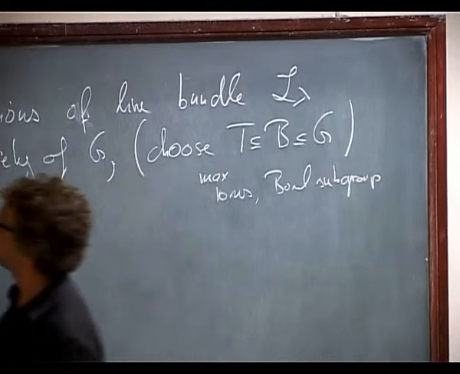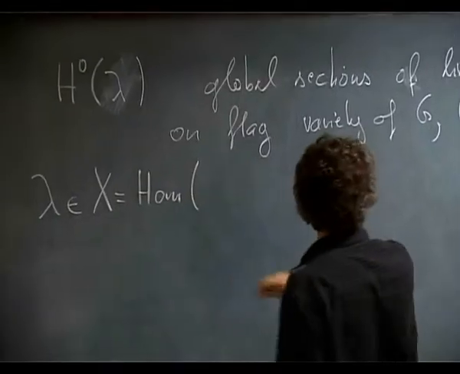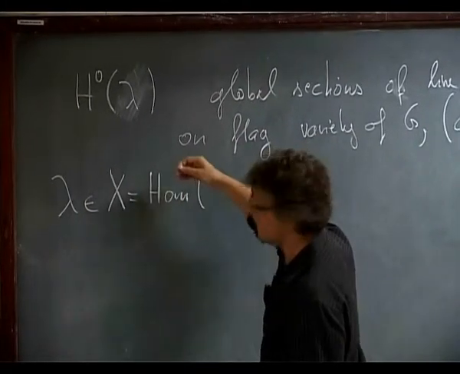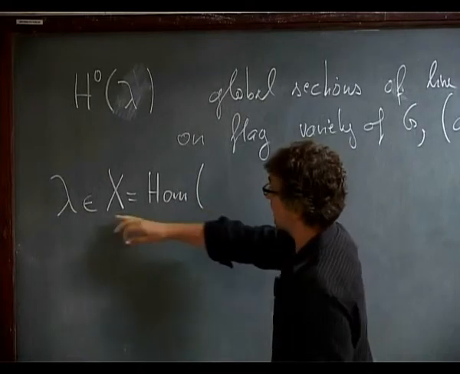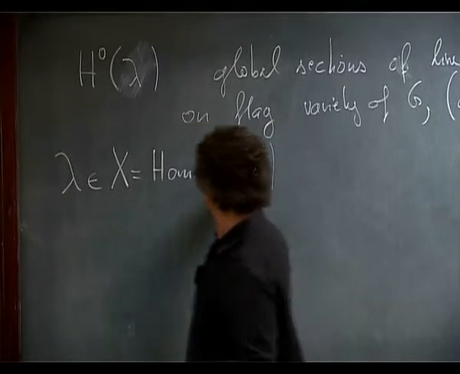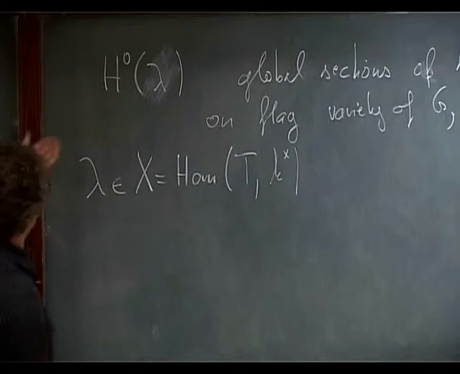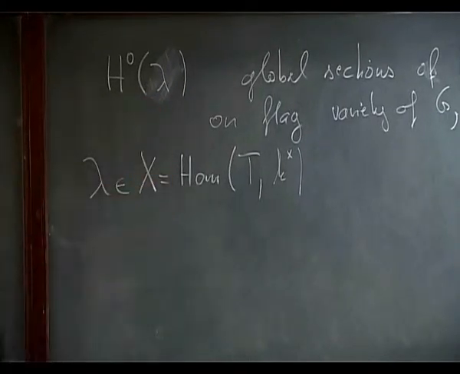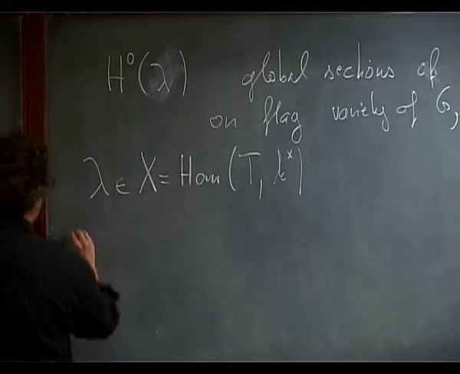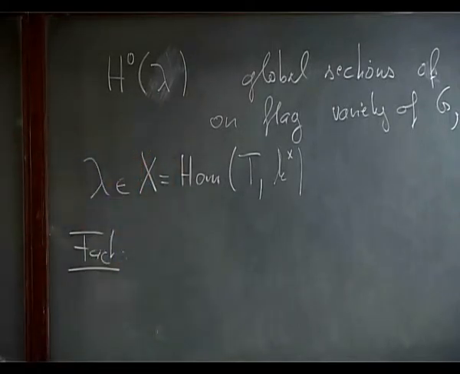And then the flag variety is G modulo B, and so the characters of the torus yield line bundles on G mod B. The characters of the torus are just the homomorphisms of algebraic groups from T to K bar, and this is a space that originates geometrically in this theory. There's a general fact that this is a G module, a representation of G.